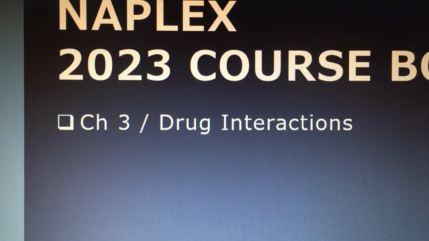Now we're looking at cytochrome enzyme inducers. So before we were looking at inhibitors, now we're looking at cytochrome enzyme inducers. With cytochrome enzyme inducers, we will see a decrease in the concentration of the substrate drug. Before we were seeing an increase in the concentration of the substrate drug with the inhibitor.